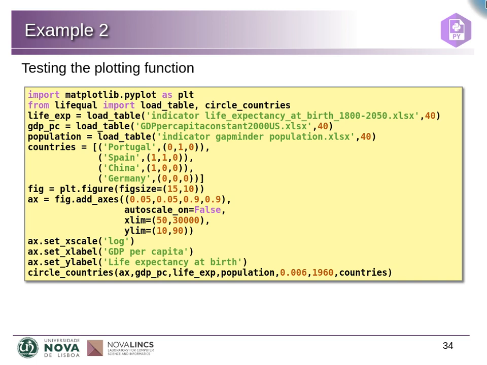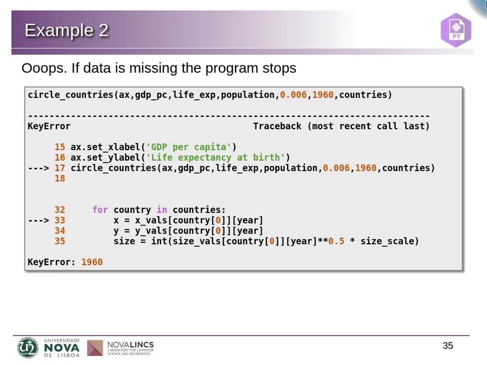So now we're going to call the function to plot these countries for 1960, and now we get an error. We run the code, and we get this error, KeyError 1960, and this is the kind of thing that you will see quite often. And a good thing about errors is that they are not just an error. The interpreter tells us what is going wrong and in which place.